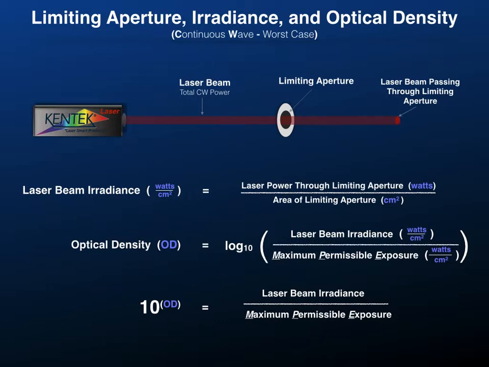We can see that this ratio is a nice way of looking at it, because if the irradiance is equal to the MPE, this value is 1. That means in order for this equation to be true, OD would have to be 0. 10 to the 0 equals 1. So when the irradiance is equal to the MPE, the OD value is 0. When the irradiance is 10 times the MPE, this value is 10, so OD would need to be 1. If the irradiance is 100 times the MPE, it's OD 2, and so on.